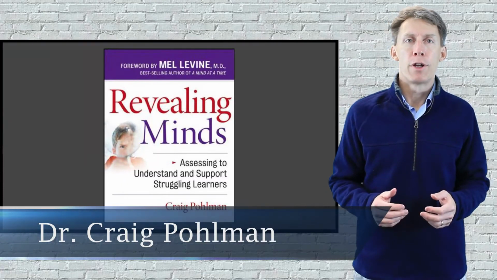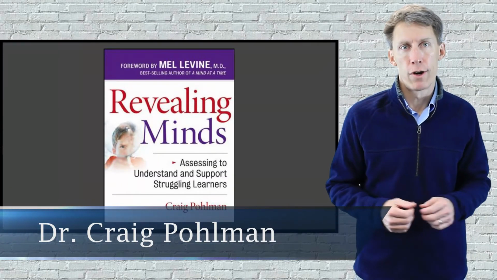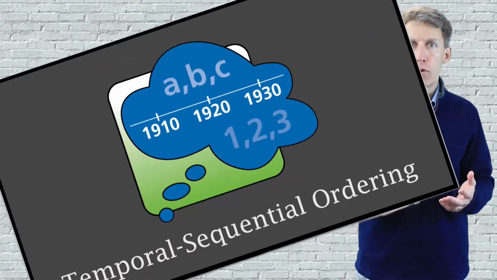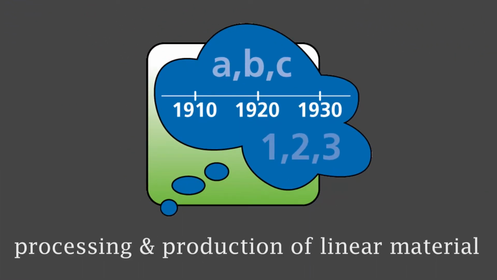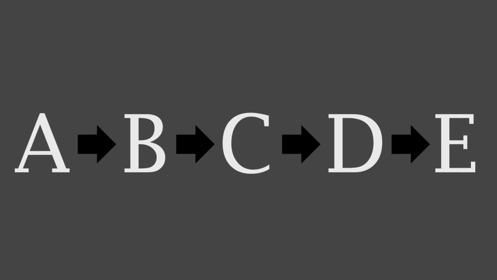I'm Dr. Craig Pullman, here to talk about temporal sequential ordering. We often shorten temporal sequential ordering to sequencing, which we define as the processing and production of material that is serial or linear. Students have to handle a lot of material that comes in lists, but information isn't sequential unless it has a meaningful linear order. If the order doesn't matter, like for words in a spelling list, then the information isn't really sequential.